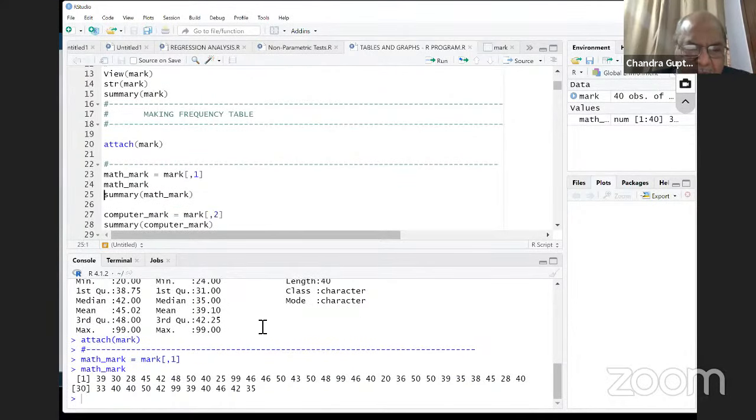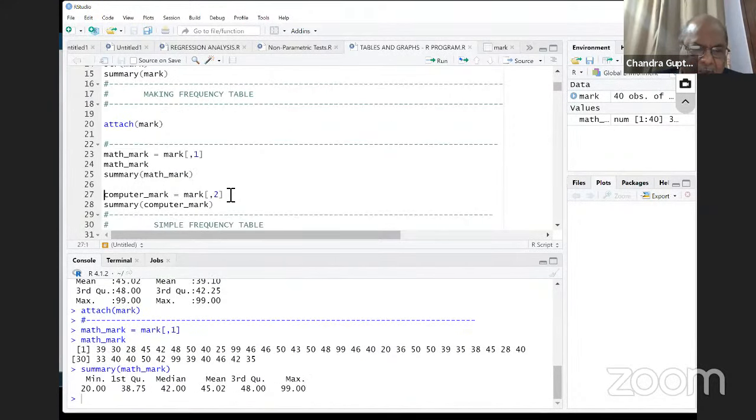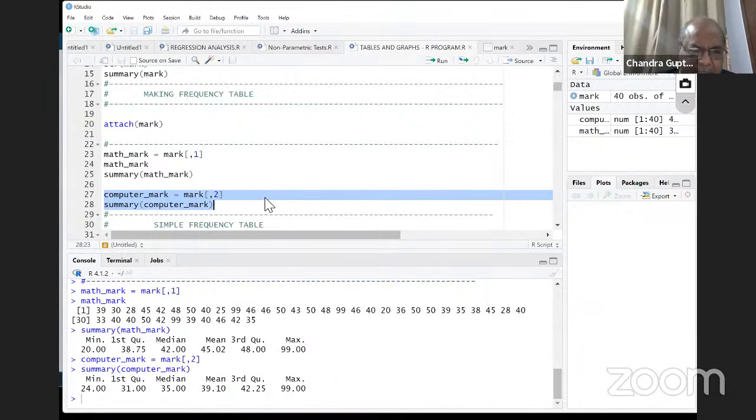These are the marks which we have in maths. Then we have a summary of it. So we have the minimum, first quartile, median, mean, third quartile, maximum. Similarly, I can calculate for computers, and that's the summary for the computers.